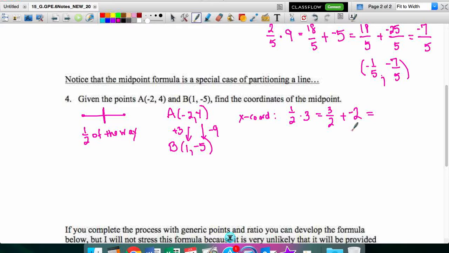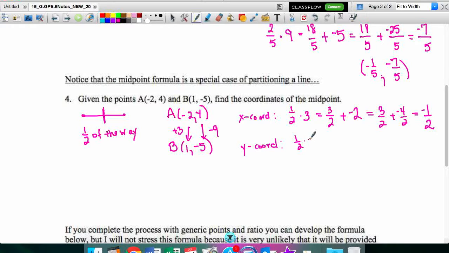Moving 3/2 plus the -2 that we started with will give us, if we make common denominators here, -4/2, which gives us -1/2. So that's our new x coordinate. Let's go ahead and quickly find our y coordinate.